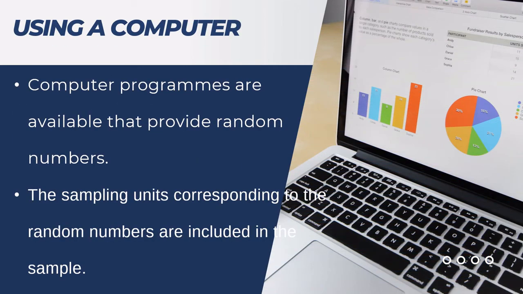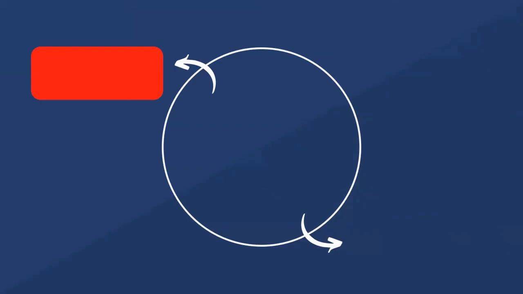Using a computer. Computer programs are available that provide random numbers. Sampling units corresponding to random numbers are included in the sample. So you can generate your sample by using computer.